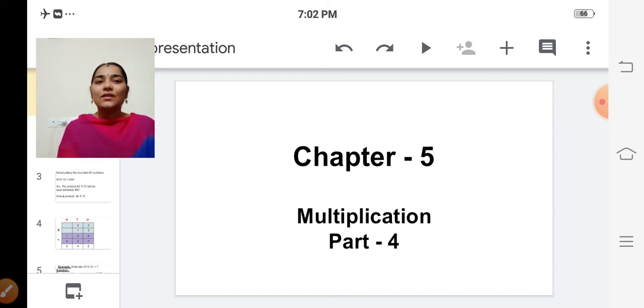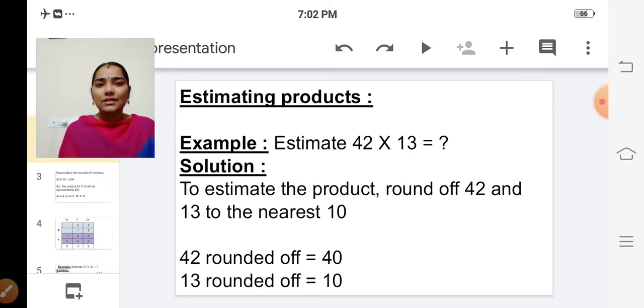Today in the multiplication chapter, we are going to learn a new method, that is estimating products. To find the estimated product, we are going to round off the given numbers to the nearest 10. Then we are going to find the multiplication product of those rounded off numbers. See the first example.